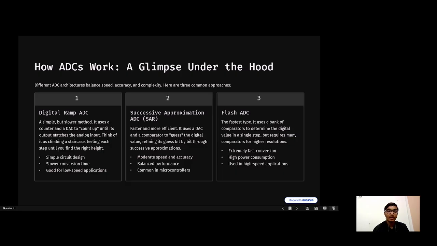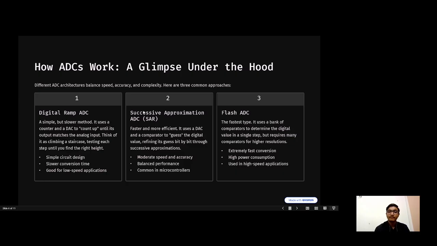It uses a counter and a DAC to count up until its output matches the analog input. Think of it as climbing a staircase, testing each step until you find the right height. Simple circuit design, slower conversion time, good for low speed applications.